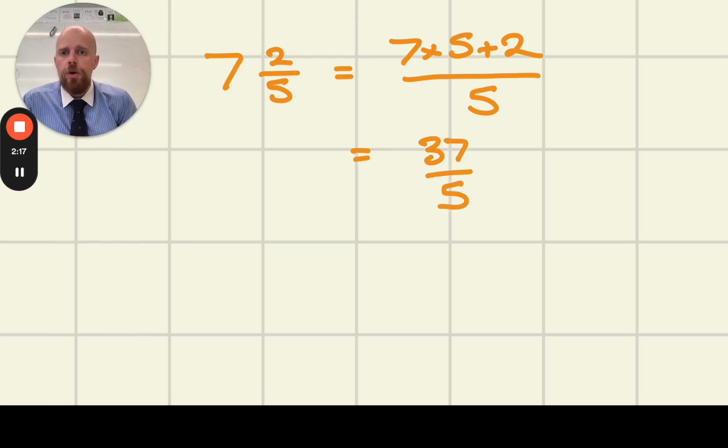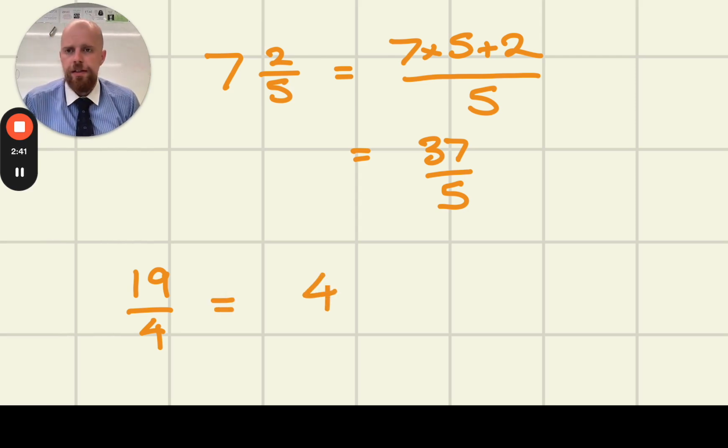Now let's say we wanted to go the other way around. So we want to go from a top-heavy fraction, or sometimes an improper fraction, and we want to change that to a mixed number. Let's say we've got 19/4. Well, my question is, how many times does 4 go into 19? 4 goes into 19 4 times, because 4 times 4 is 16. So I have 4 whole pizzas, or 4 wholes, and the remainder: 4 times 4 is 16, to get to 19, you've got 3. So the remainder is 3.